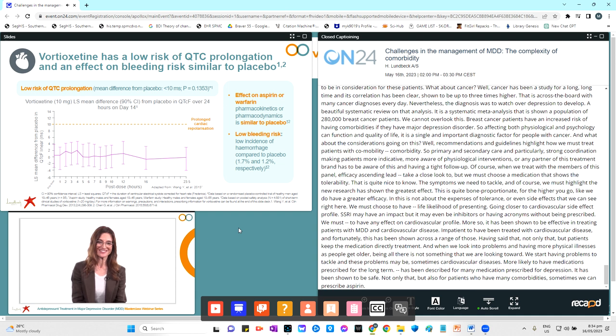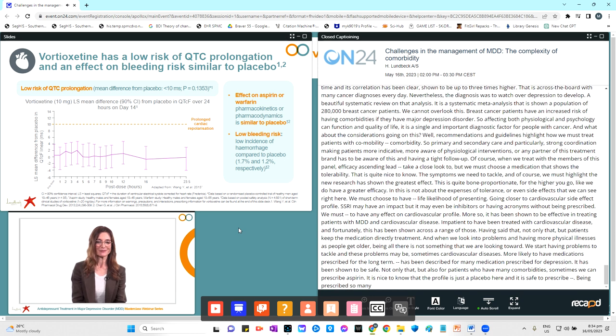But also these patients, of course, being prescribed so many medications and having a polypharmacy schedule, are more likely to bleed. And also SSRIs, for example, are a class that has been related with increased risk of bleeding and GI bleeding. And here again, we are safe with vortioxetine.